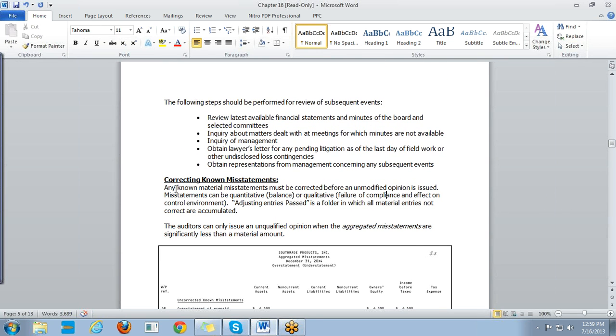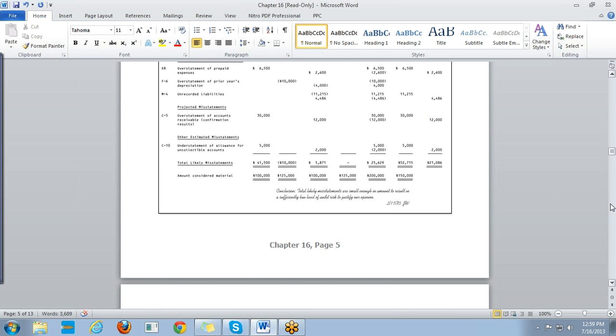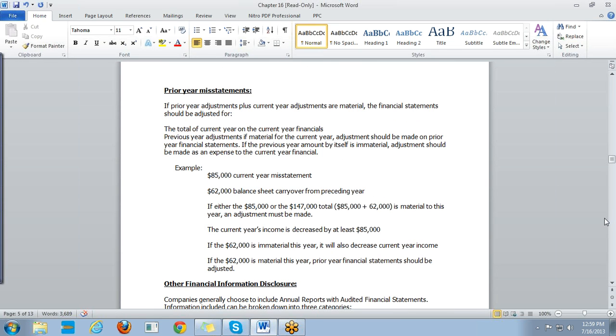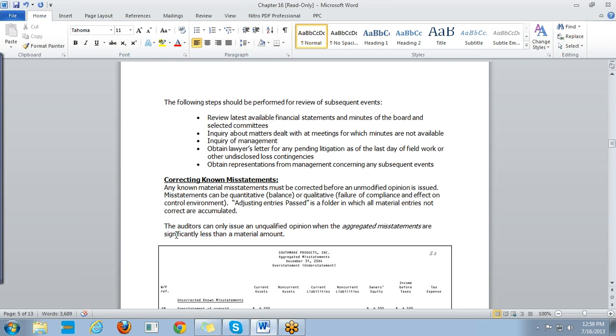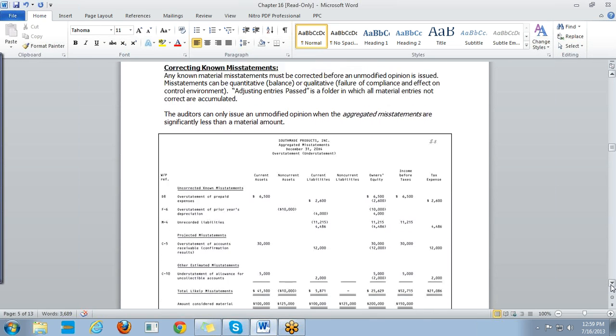Okay, so now that you have read this, let's talk about this. What, in a sense, is the materiality concept? Okay, any known misstatements must be corrected, and all adjusting entries need to be put in a separate folder. You can only issue an unmodified opinion when the aggregated misstatements are significantly less than a material amount.